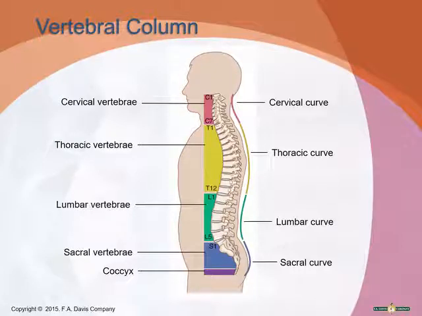There are normal curvatures of the spine, so even if you stand up perfectly straight, you're going to have a little bit of a curve. I am going to expect you to know the different sections, cervical, thoracic, lumbar, sacral, and coccyx, and how many vertebrae are in each one.